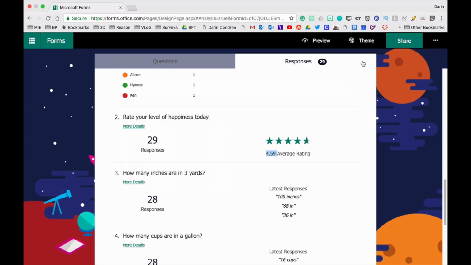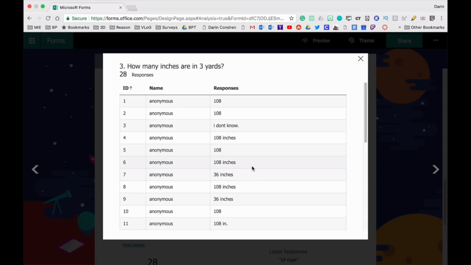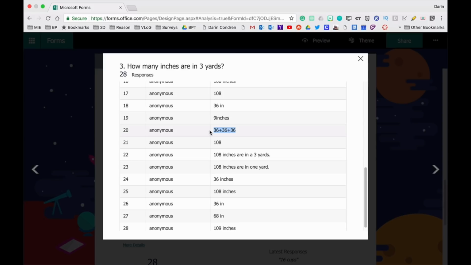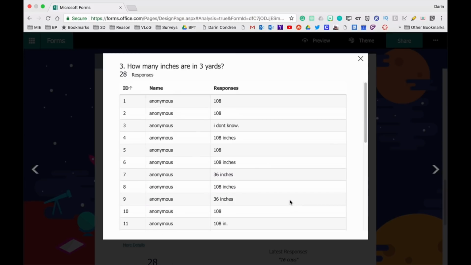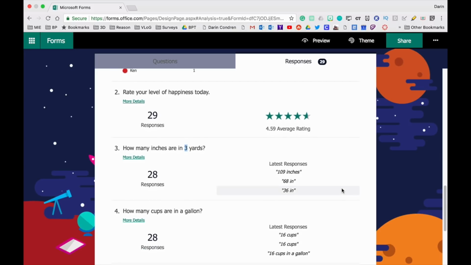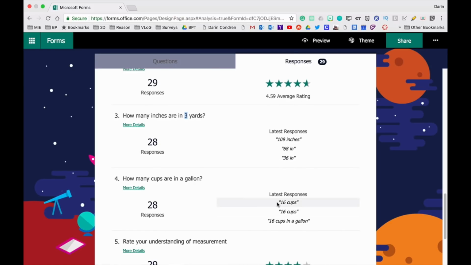Was it 3 yards? 3 yards, okay. So we know that 36 inches is 1 yard, and these guys right here, 108 inches, they were adding 36 plus 36 plus 36. Well done, guys, well done. Oh yeah, look, someone even wrote that. But I still had many kids that wrote 36 inches. So we're going to need to talk about maybe reading the question more carefully, because obviously they have some knowledge of how many inches are in a yard, but maybe they didn't go through and think about 3 of these things, right? 3 yards. And then gallons, look at that, 16, 16, 16.